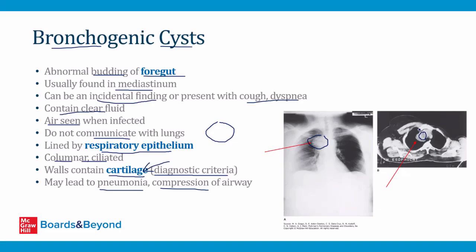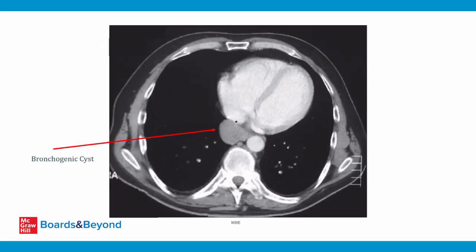In a board question, they're most likely going to have to tell you it's a bronchogenic cyst, or they're going to tell you it's lined with respiratory epithelium and cartilage, and they're going to ask you what it is, and you need to know it's a bronchogenic cyst. Very unlikely they'll expect you to identify it simply based on imaging. And here's another CT scan of a bronchogenic cyst just to give you an idea of what these things can look like. This is a relatively large one at the level of the heart.